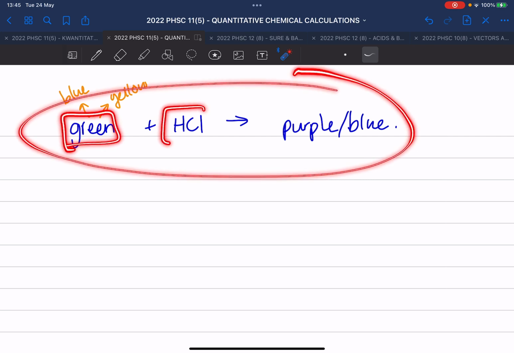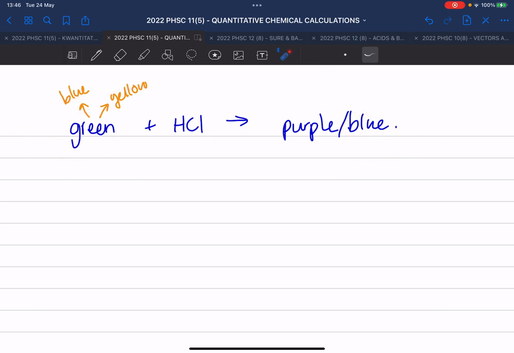I know how much hydrochloric acid I used. So if I get how much blue is left over, I know how much was yellow, right? Yes. That which is not blue is yellow.